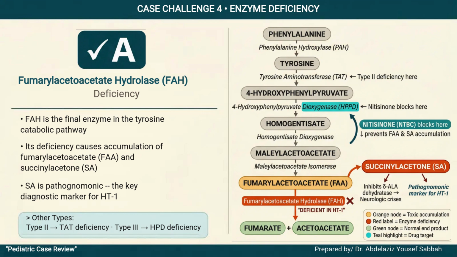Tyrosine aminotransferase deficiency causes Tyrosinemia type 2. 4-hydroxyphenylpyruvate dioxygenase deficiency causes Tyrosinemia type 3.